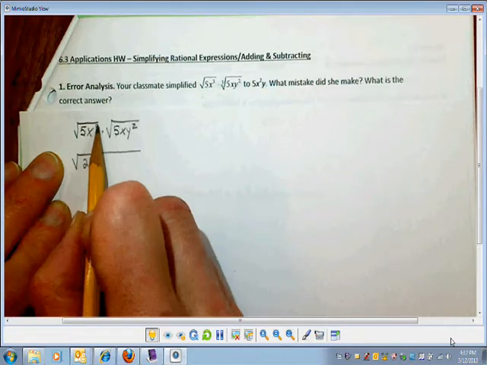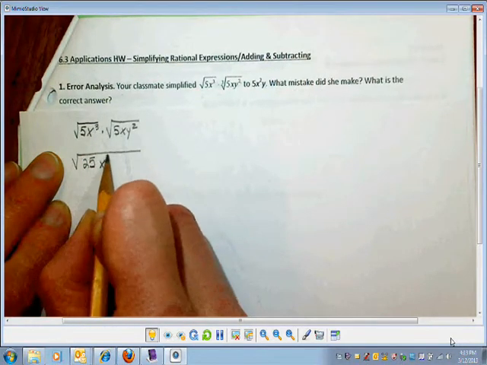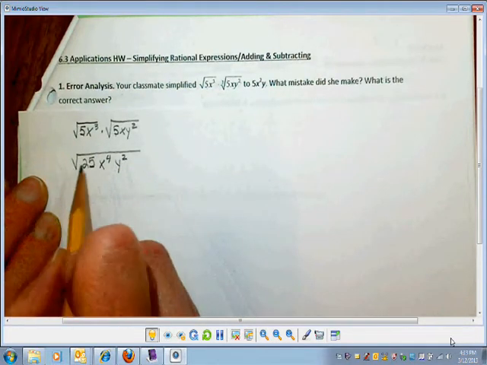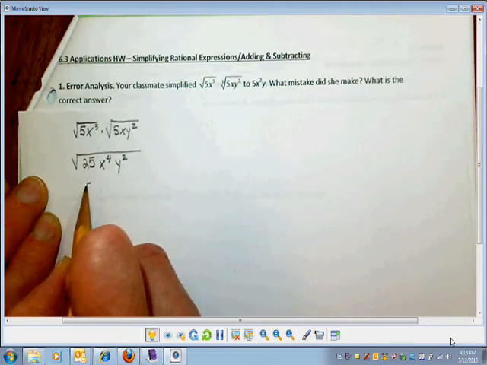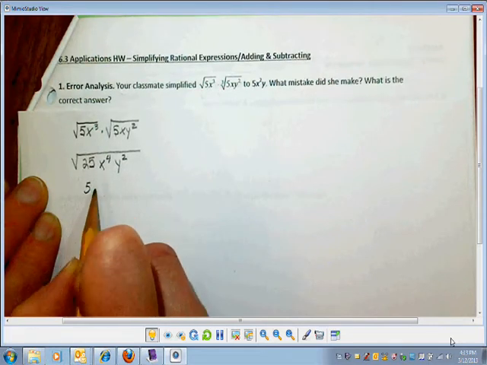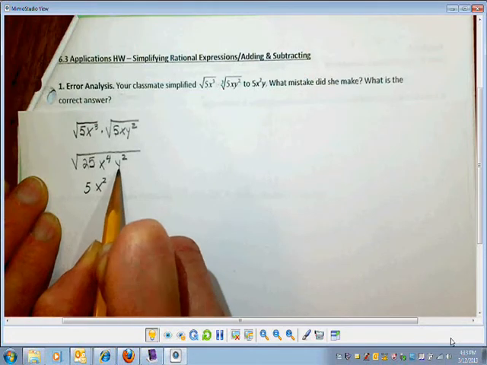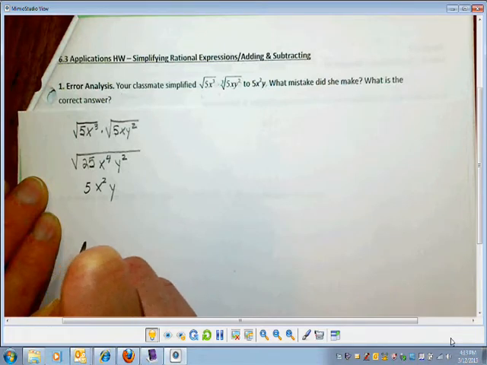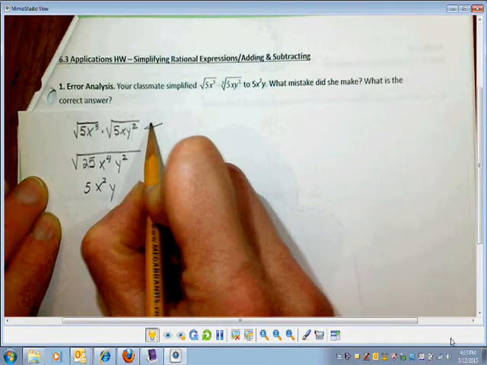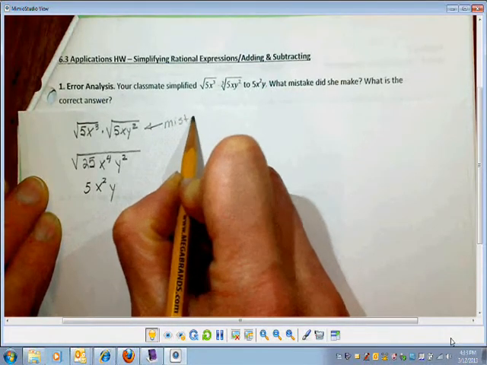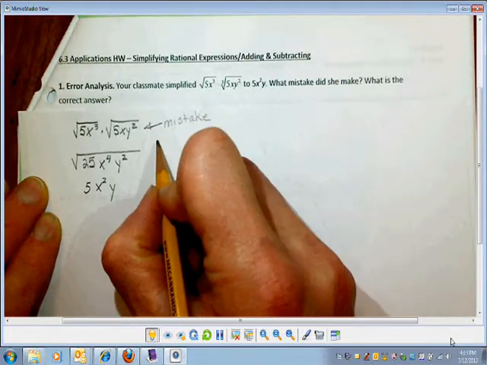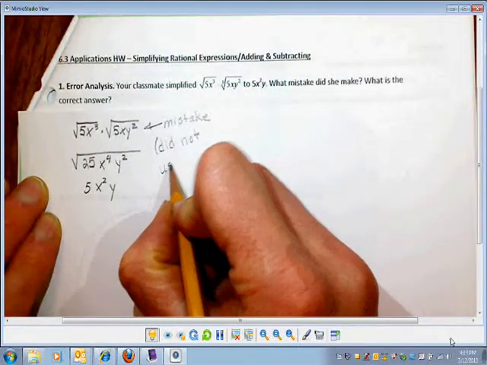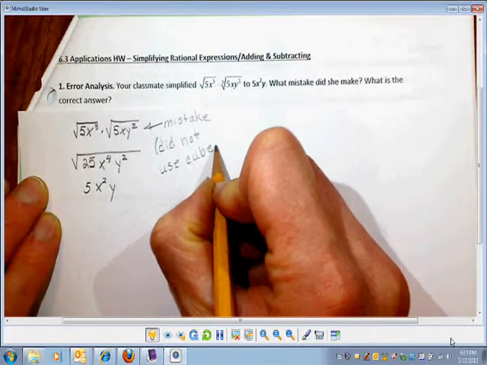And if I multiply x cubed times x, I get x to the 4th. And then I just have the y squared. So if I take the square root of 25, I get 5. If I take the square root of x to the 4th, I get x squared. And if I take the square root of y squared, I get y. So the mistake was, this here was the mistake. She did not use the cube root.